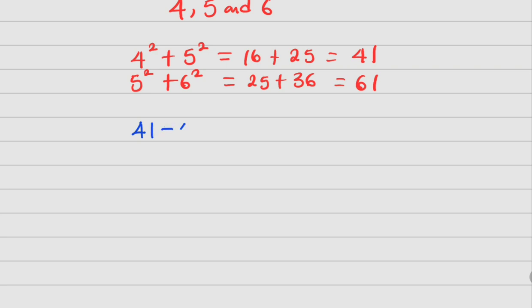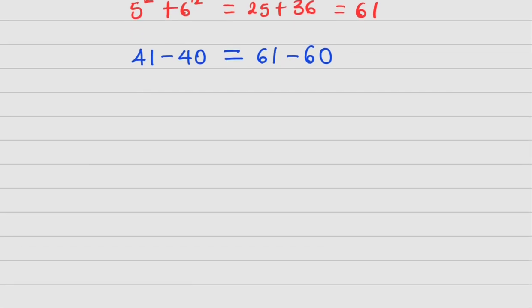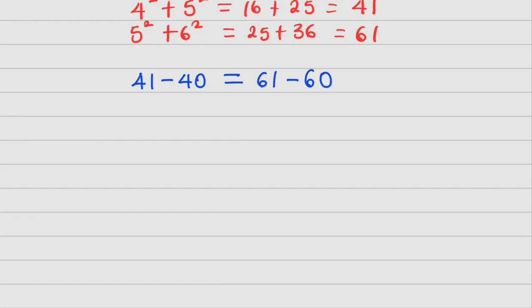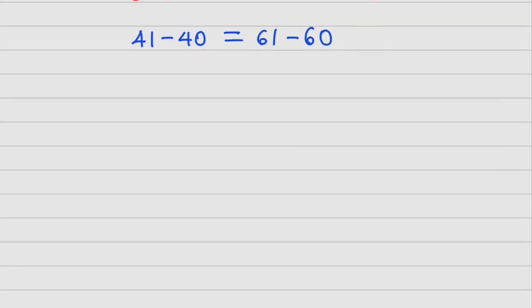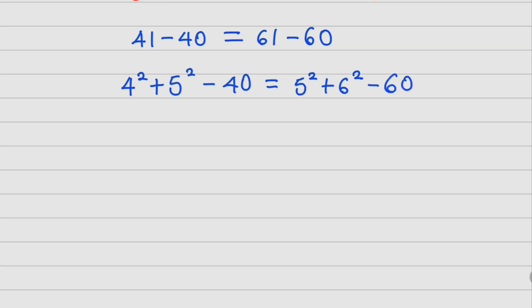41 minus 40 will be the same thing as 61 minus 60. Of course, 41 minus 40 is 1, 61 minus 60 is 1. So I have not changed anything. We are on course. We are okay. Now, I will go back and substitute my squares for 41 and 61. So 41 is the same thing as 4 squared plus 5 squared, then minus 40 is equal to 5 squared plus 6 squared, then minus 60. I have it.